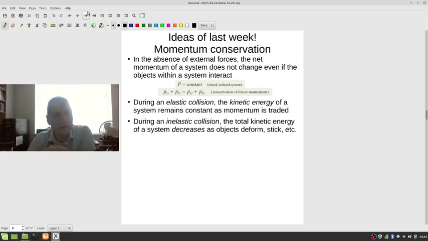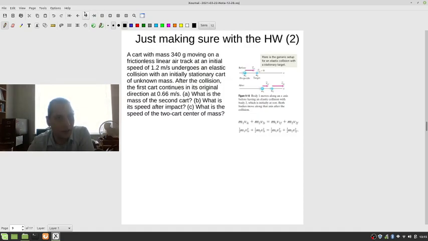On the other hand, the more common thing to happen is an inelastic collision, where, you know, a truck hits a car, or a brother hits a sister, a father hits a son. It's a mean world out there. And in that case, you don't have the same amount of kinetic energy before and after.